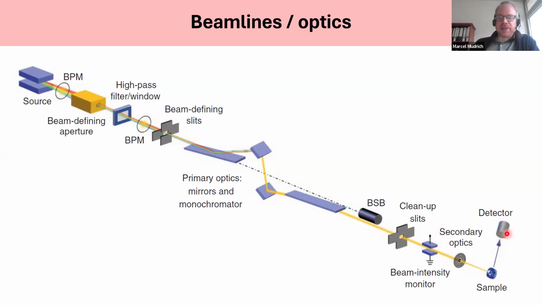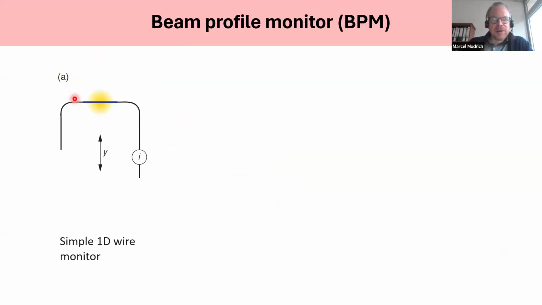Yeah, mainly it's that. So it's either we detect the light or we detect the products from the interaction, which is electrons and ions typically, possibly also some chemical products. So if we start from the very beginning, like the BPM, that's a beam profile monitor.